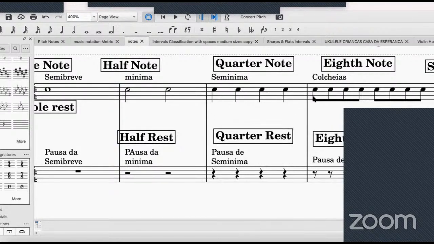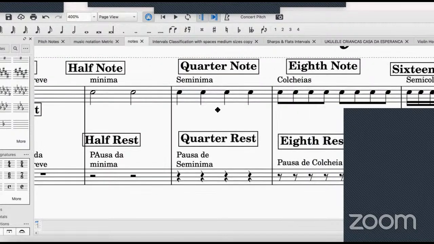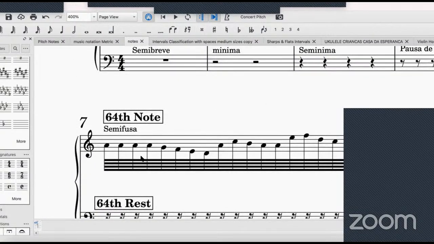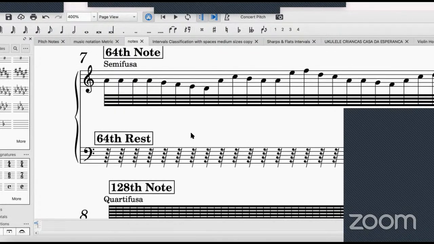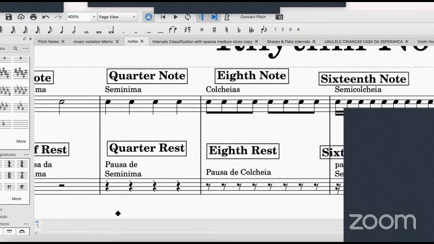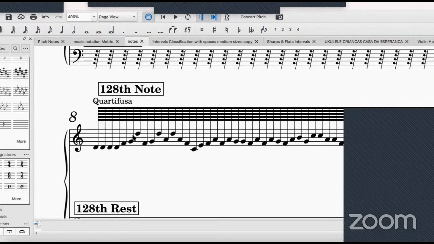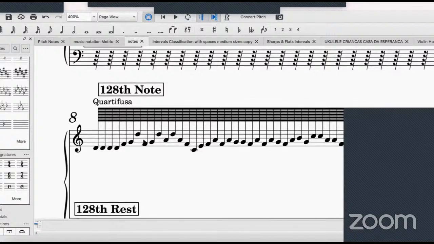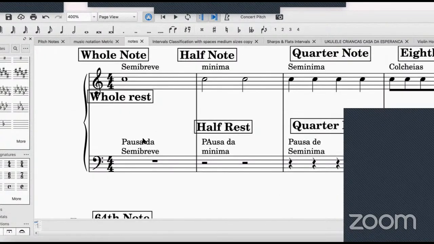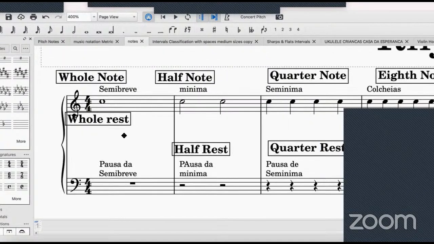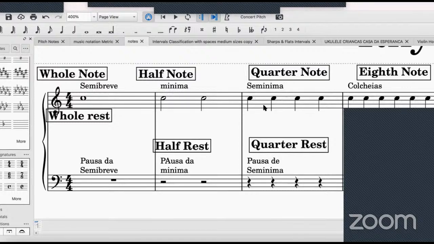One quarter note is equal to 2 eighth notes. One quarter note is equal to 4 16th notes. One quarter note is equal to 8 64th notes. And one quarter note is equal to 16 128th notes. The duration of the note is the same as the duration of the rest. So our referential here is going to be the quarter note.